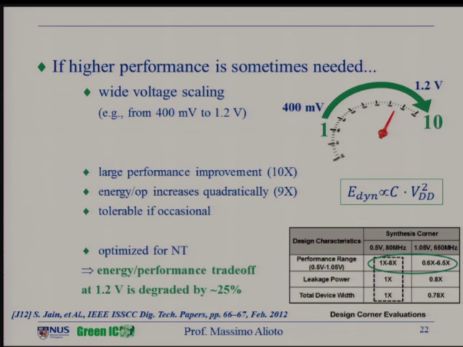Also, we should observe that if we design the system for the common case, as we should do, we should optimize it for near threshold operation. So when we operate at 1.2 volts, the energy efficiency will be degraded compared to a system that is specifically designed for just 1.2 volts. And this energy efficiency degradation is typically in the order of 20 to 25%, as was pointed out in this paper by Intel, published 2 years ago at ISSCC.